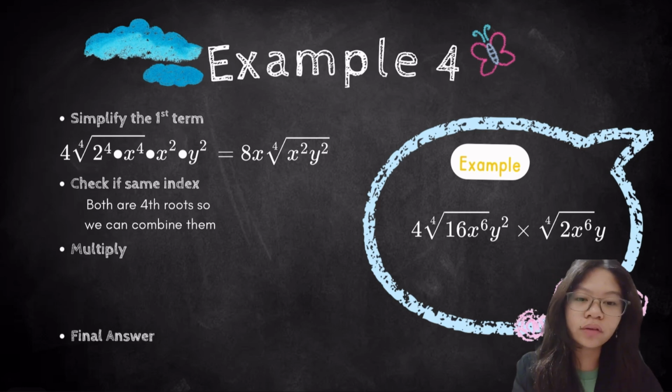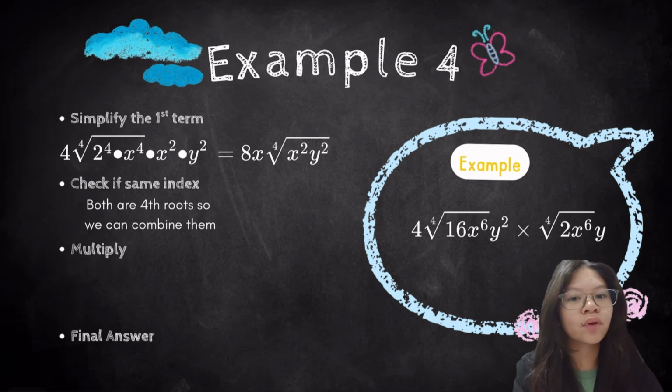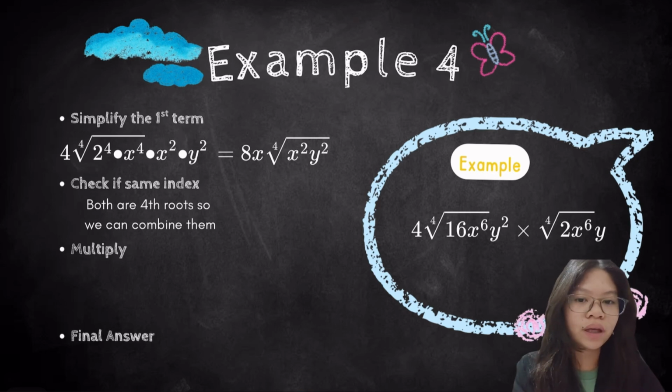Now 2 raised to 4 and x raised to 4 can be cancelled since 4 as an index and 4 as an exponent will cancel each other. So we are left with 2 and x. Now those two will be distributed to the coefficient, which is 4. Now 2 times 4 will give us 8, and 8 times x will give us 8x. And what we have left inside the radical sign will be x squared and y squared.